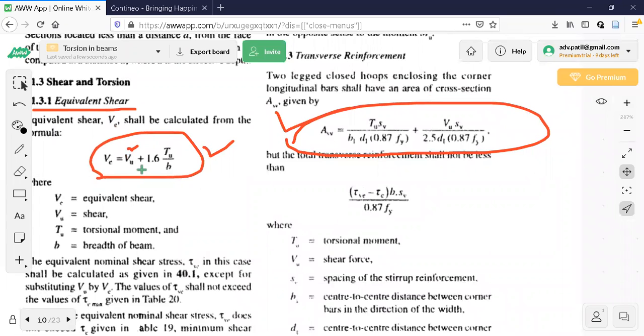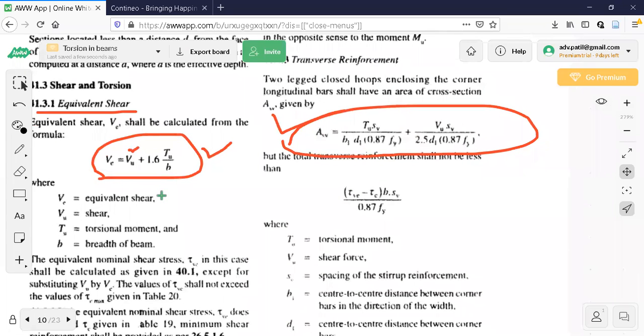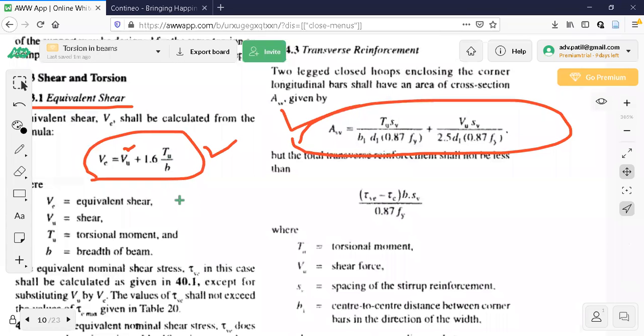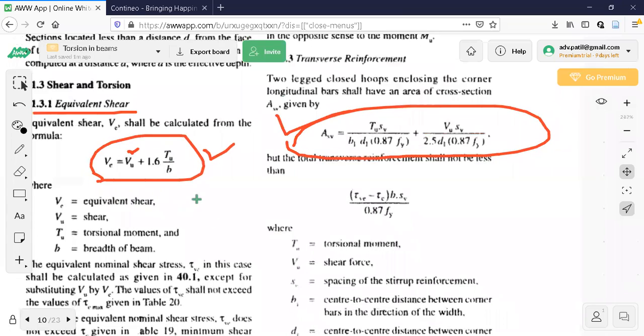So you can see one term is additional. 1.6 TU by B is additional, where TU is the torsion. The value of TU will be given in the problem.